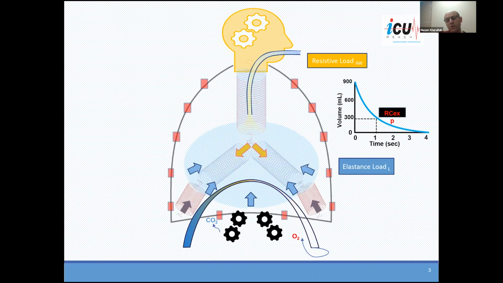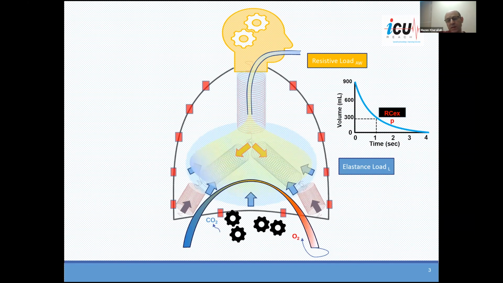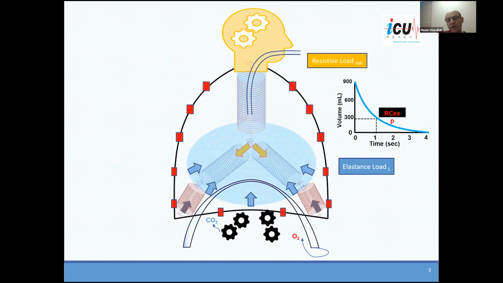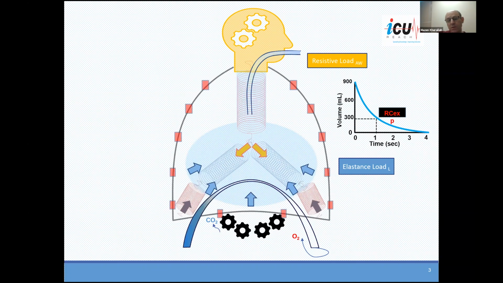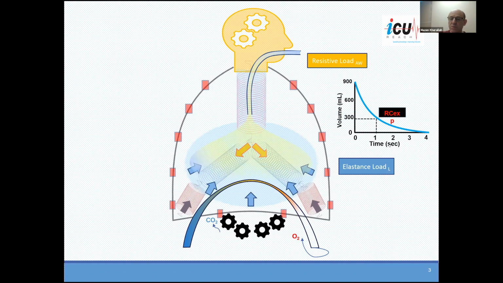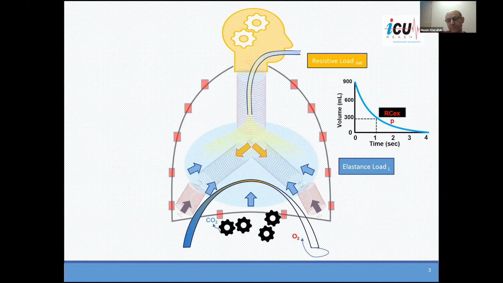So if you link the resistance and the elastance, or the compliance, which of course is the reverse of the elastance, elastance equals 1 over compliance, and you combine these two physiological terms together, you get what we call the time constant. The time constant is represented on this graph here, which is the unit of time required to exhale 2/3 of the air.